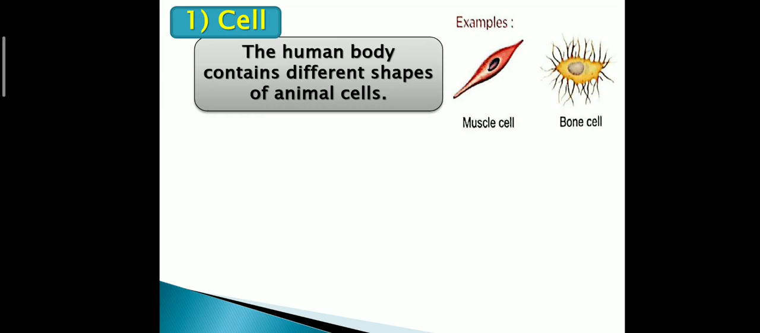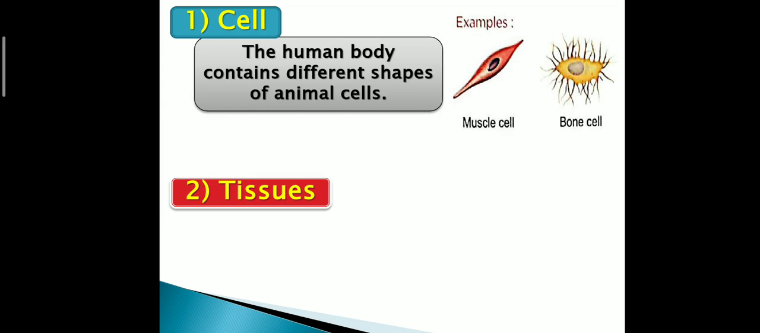Let's talk about cells. We know that the human body is composed of cells, and the human body contains different shapes of animal cells. Like what? Like muscle cells and bone cells.